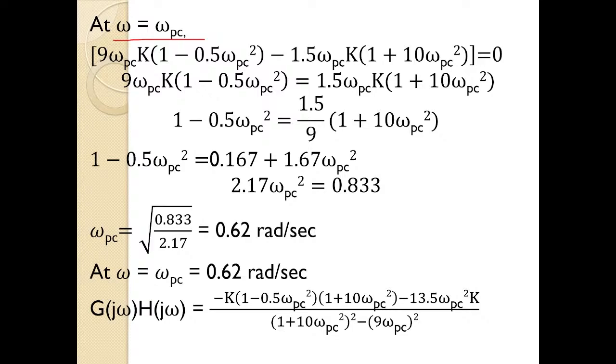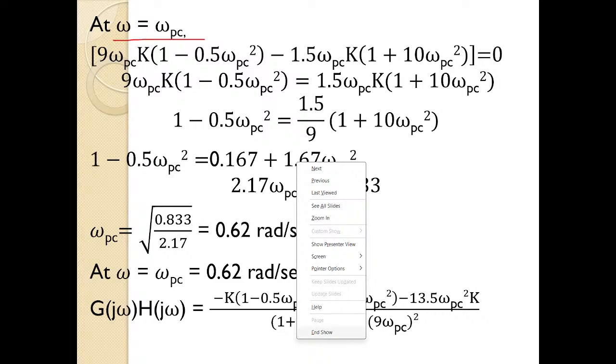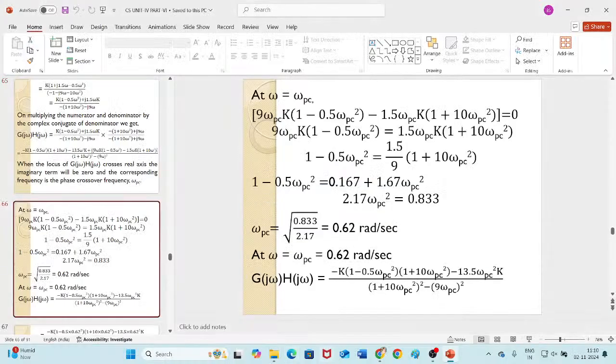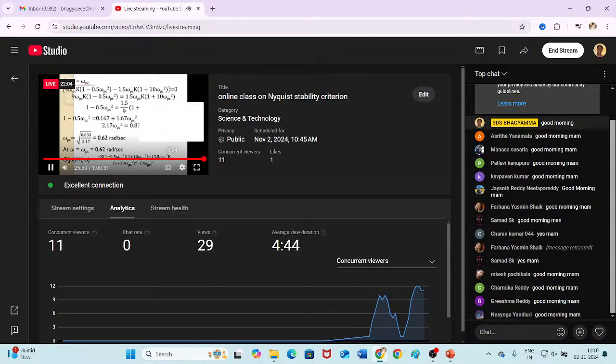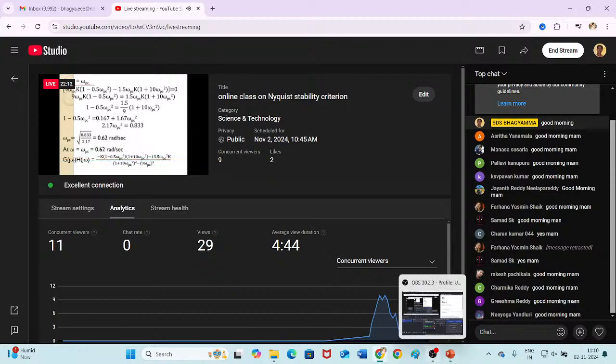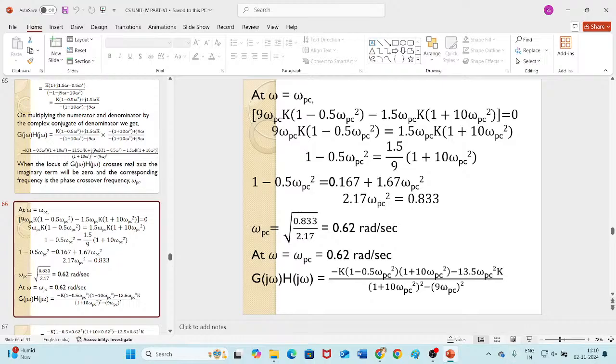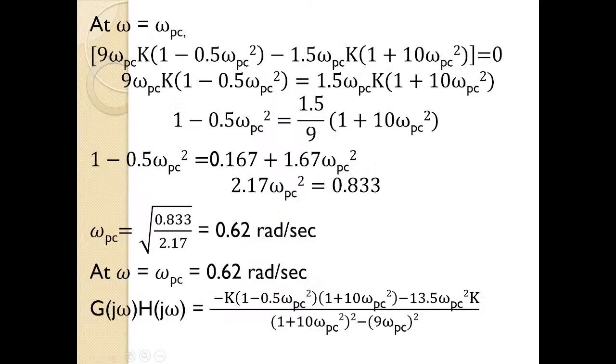Okay, so what is it? 9 omega pc k into 1 minus 0.5 omega pc square. Let me check whether I'm online or not. Okay then. So 9 omega pc k into 1 minus 0.5 omega pc square. I'll take the laser.